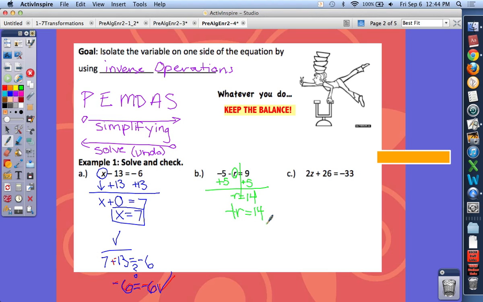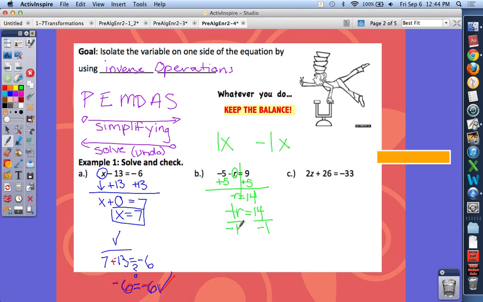That's tricky. So make sure you understand that. If you just see x, it's 1x. If you see negative x, it's really a negative 1 times x. So I still have to get r by itself. I need to get this negative 1 away from r. It's being multiplied, so let's undo that. Undoing multiplication means I would divide by negative 1.